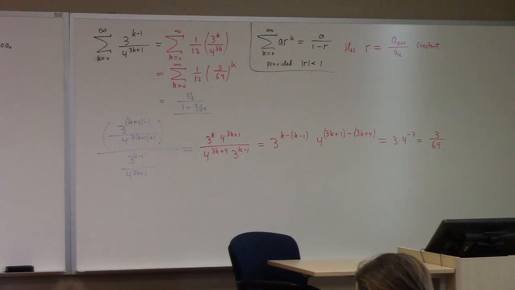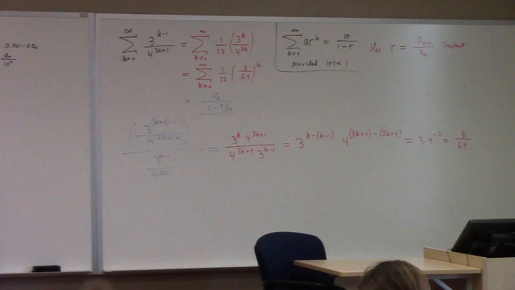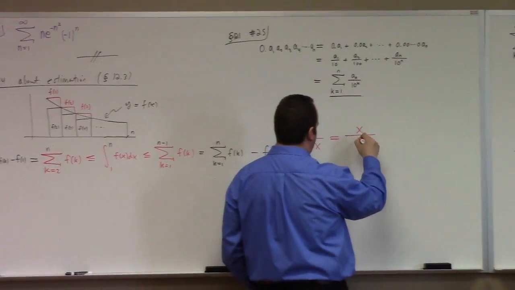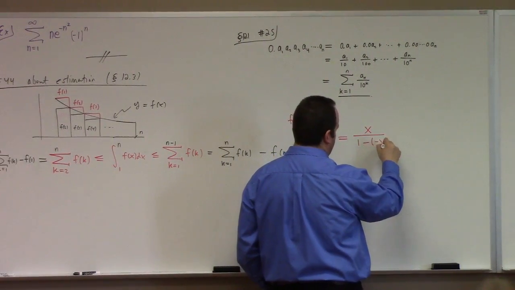Find a series expansion for the expression x over 1 plus x. Okay, so here's what I'm going to do for this one. I'm going to rewrite this. x over 1 plus x, the absolute value of x is less than 1. Check this out. So this is equal to what? This is equal to x over 1 minus (minus x), right?